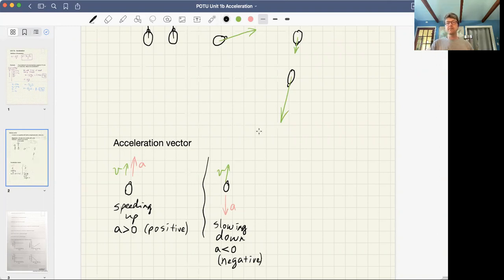Third situation that we might have, that we're not going to do numbers for, but we're just going to describe a little bit, is if an object like a ladybug is going this way, and its acceleration is to the side, then it is turning. And so the object is turning.